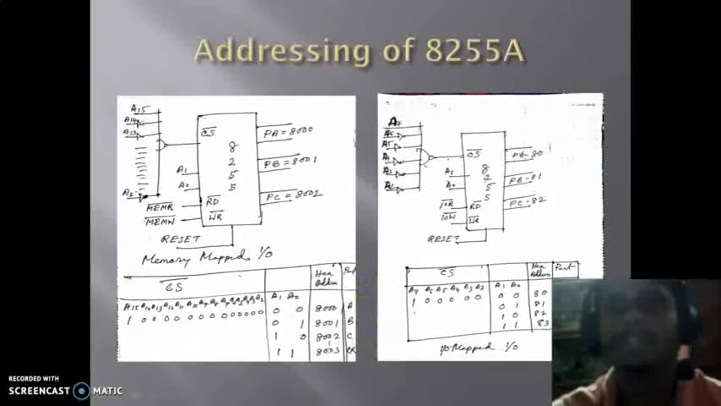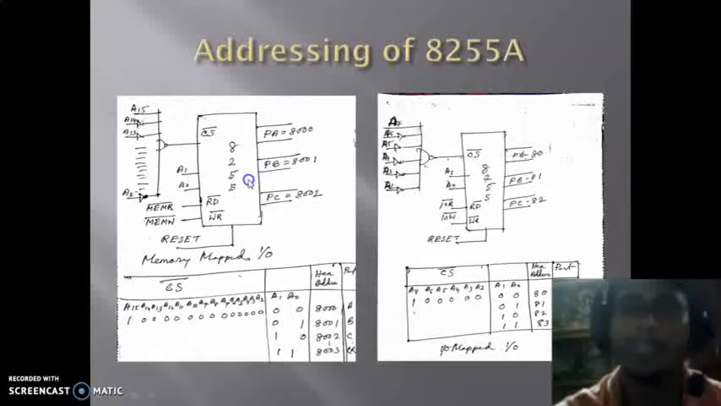So next is the addressing of 8255A. 8255A can be addressed in two ways: one by the memory mapped IO technique, and the other by the IO mapped IO technique. First we will try to understand the memory mapped IO technique. Basically this is an input output device that is connected with the 8085. If we connect it by IO mapped IO, we can use 8 address lines, but in memory mapped IO technique, we use 16 address lines here.